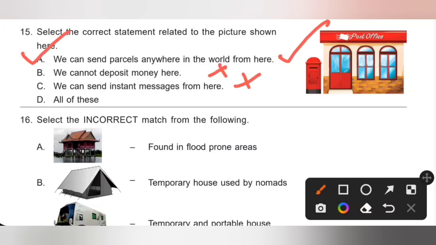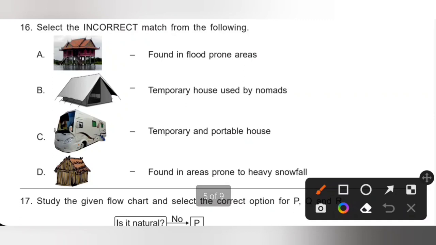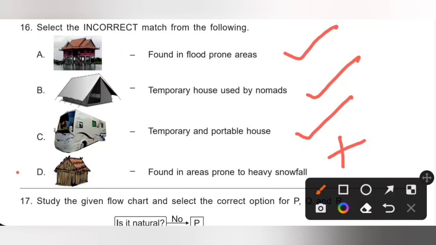Option A. 16th. Select the incorrect match from the following. So option A. Stilt house found in flood prone areas. It is the correct match. B. Tent, temporary houses used by nomads. It is also correct one. C. Caravan, temporary and portable house. It is also correct match. D. Hut, found in areas prone to heavy snowfall. It is incorrect because igloos are found in areas prone to heavy snowfall. So option D is the correct answer. Option D.